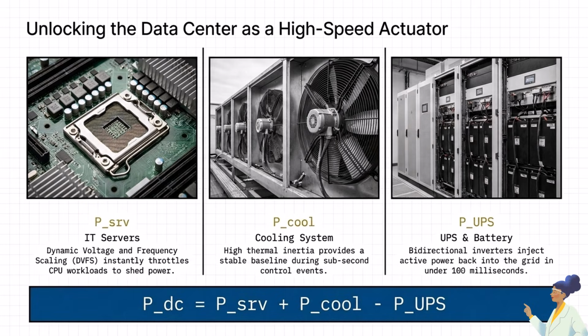Third, the UPS and battery, P_UPS. Data centers have massive battery backups with bidirectional inverters. These can inject active power back into the grid in under 100 milliseconds. The net power exchange with the grid is P_DC equals P_SRV plus P_Cool minus P_UPS. This gives us a highly agile, megawatt-scale actuator.